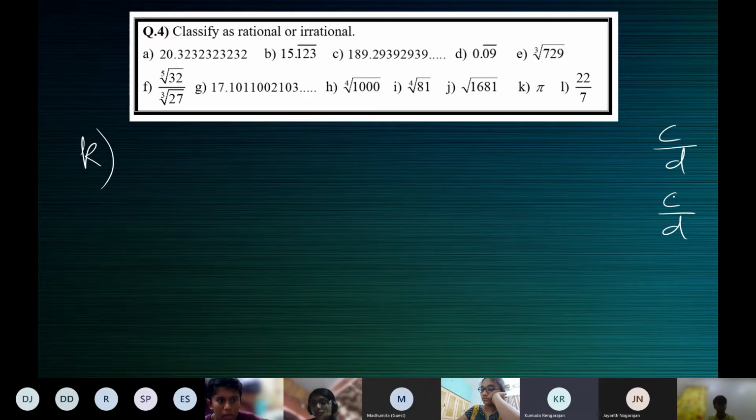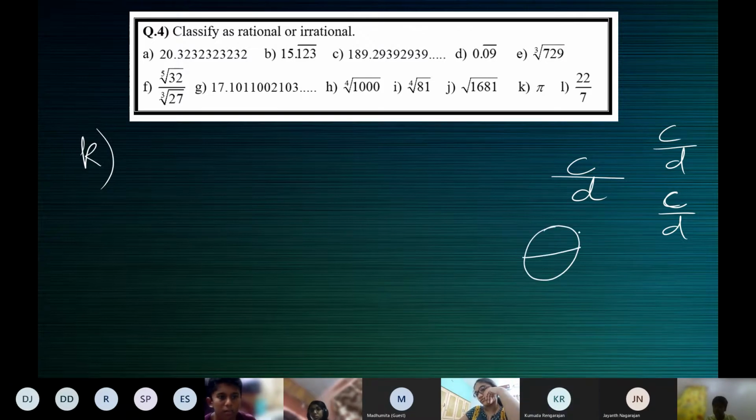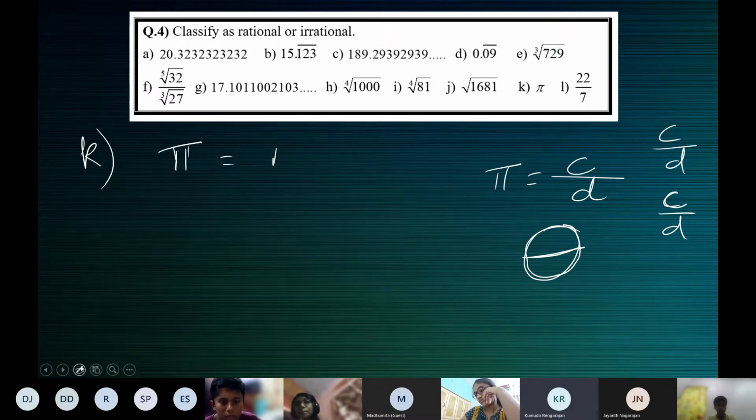In every circle, whether small or big, this ratio is a constant. The ratio of the circumference of a circle to its diameter. This is the circumference of the circle, and this is the diameter of the circle. This ratio is a constant, which is called pi. Mathematicians have found the value of pi up to so many millions of decimal places, and that is a non-terminating, non-repeating decimal.